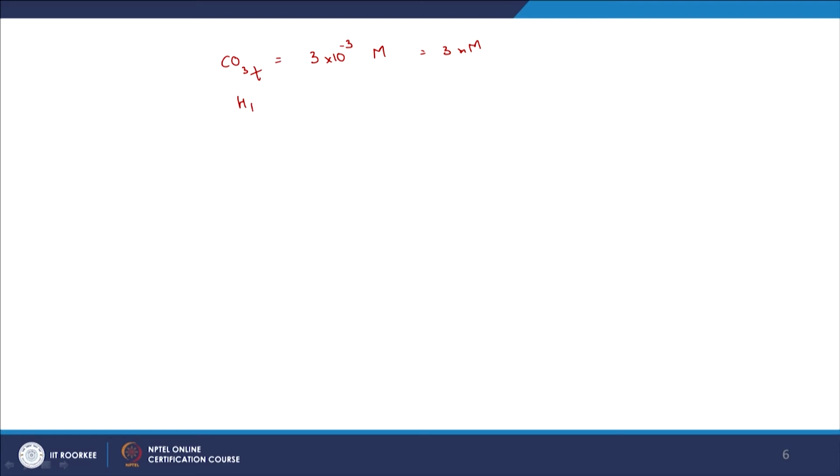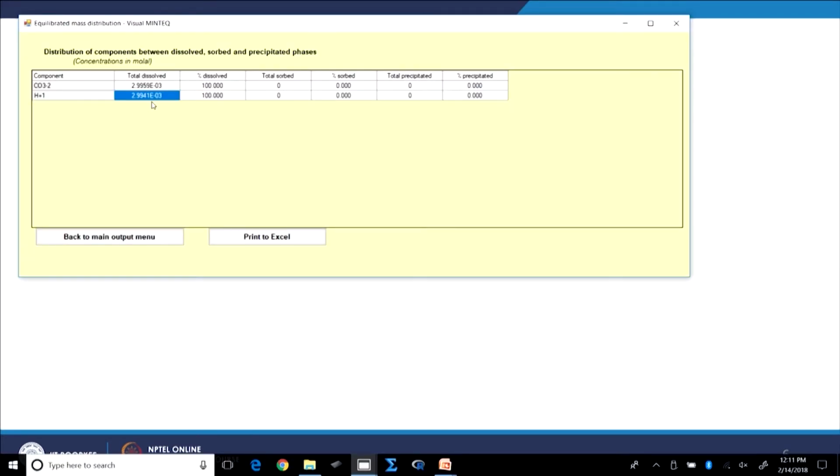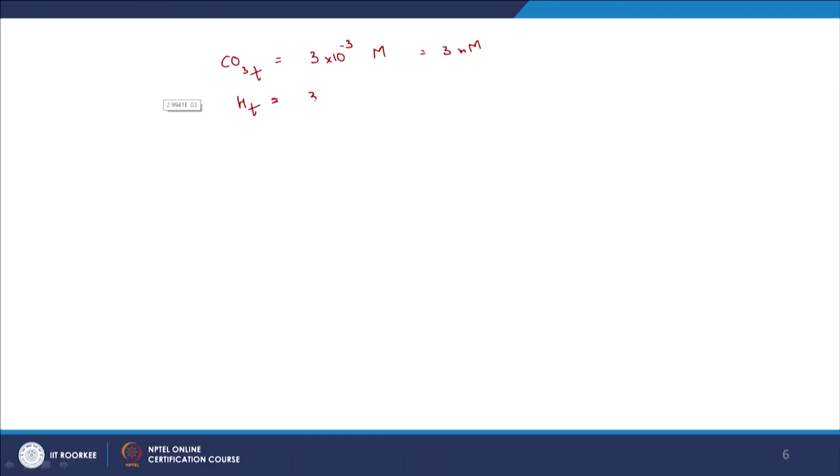And what was H total equal to? So 2.99 into 10 power minus 3, which I will approximate again by 3 into 10 power minus 3 molar, that is equal to 3 millimolar, right.